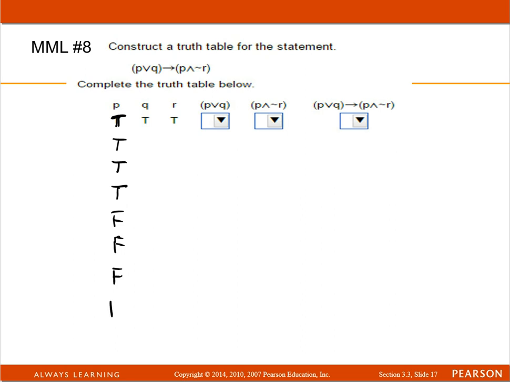Remember that pattern? And then under Q, they've given you a T, so it's T, T, F, F, T, T, F, F. And then they gave you an R. The first R is true, and then R just alternates. True, false, true, false, true, false, true, false. Okay?